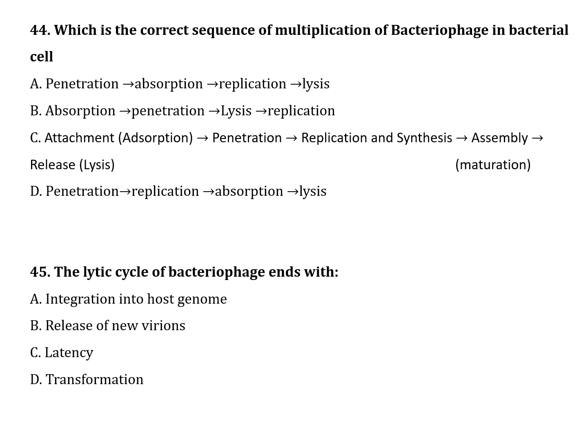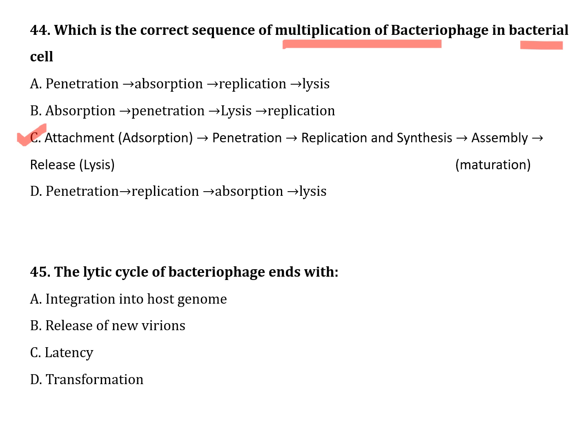The next question, number 44. Which is the correct sequence of multiplication of bacteriophage in bacterial cell? Option A, penetration, then absorption, then replication, then lysis. Option B, absorption, then penetration, then cell lysis, then replication. Option C, attachment or adsorption, then penetration, then replication and synthesis, then assembly or maturation, then release or lysis. Option D, penetration, then replication, then absorption, then lysis. Correct answer is option C.